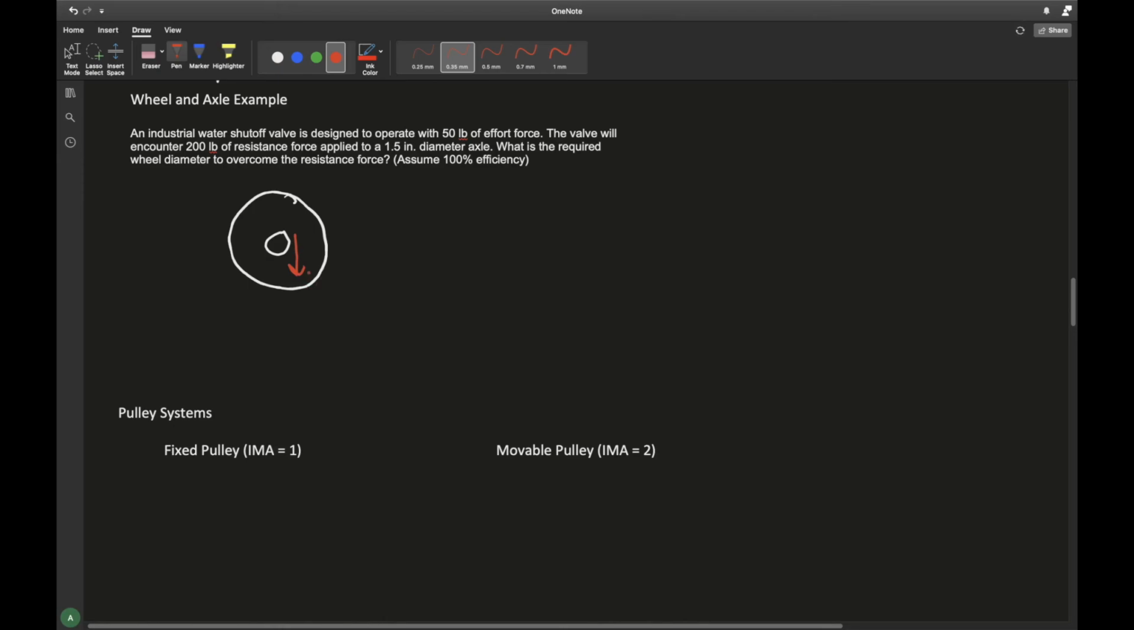So I know I have 200 pounds of resistance at the axle, and I know the diameter of this to be 1.5 inches. So that means that my effort force is on the outside here, and it is going to be 50 pounds. So this is our free body diagram for the wheel and axle example. So if you got it right, congratulations.